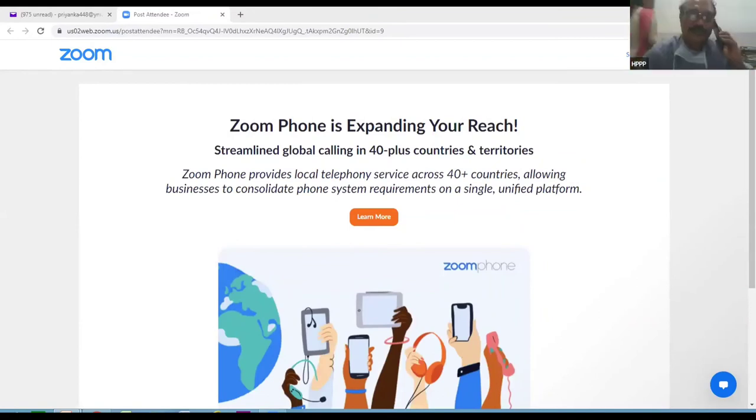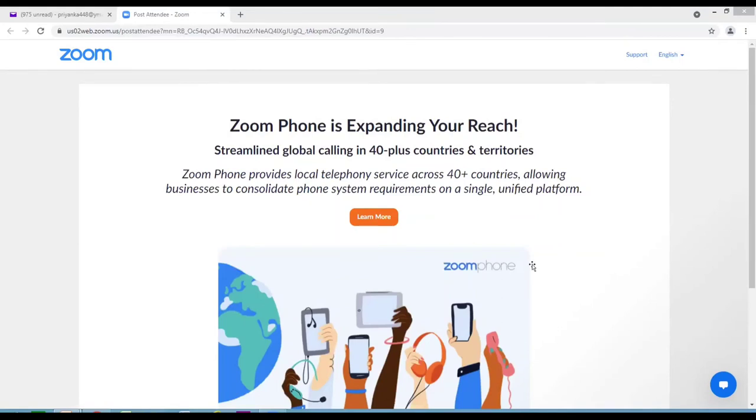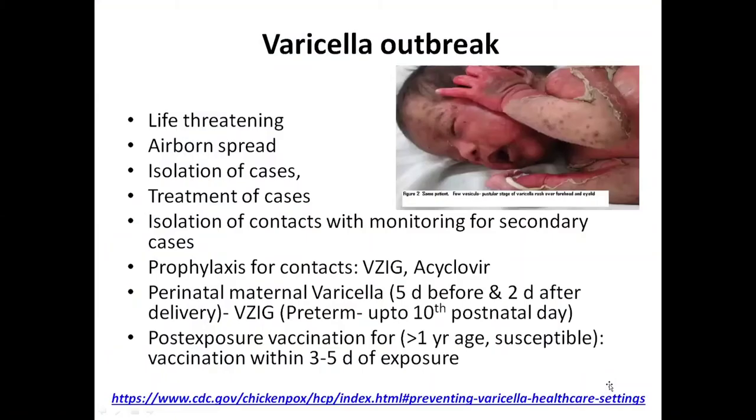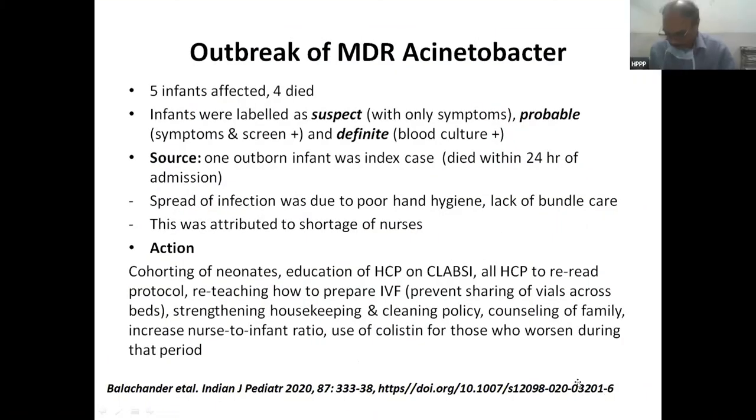Yes, sir. The bus has arrived. Now is the sound clear? Arpit? Yes, yes, it's clear, sir. So the last two slides may be the varicella outbreak, maybe live. Your slides are not visible, sir. Are the slides visible? No, sir. So you have to start sharing. Share screen, sir. Yes, now yes, sir.